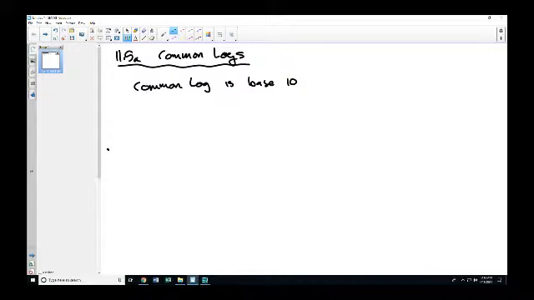So if I asked you what the log of 100 is, what is the exponent of 10 that makes 100? 2, right? Because the base is 10, which is not written there, but this is 10 squared, so the answer is 2.